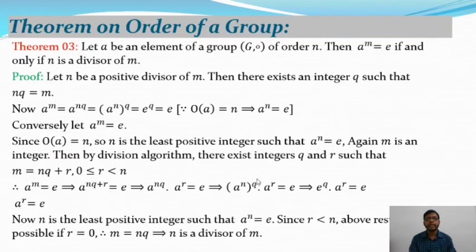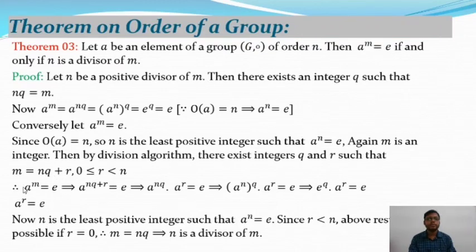Then by the division algorithm, there exist integers q and r, where q is the quotient and r is the remainder. From the division algorithm, we have m is equal to nq plus r, where r lies between 0 and n. That means 0 is less than or equal to r, and r is strictly less than n.